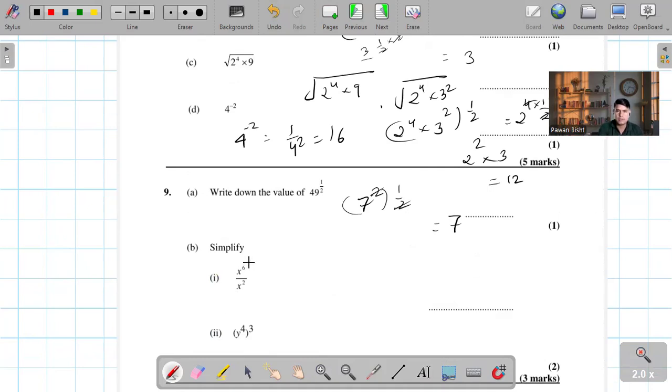Next, x to the power 6 divided by x to the power 2. a to the power m divided by a to the power n is a to the power m minus n. Right? x to the power 6 minus 2, x to the power 4. y to the power 4 times 3, y to the power 12. So I hope this topic is clear to you, right?